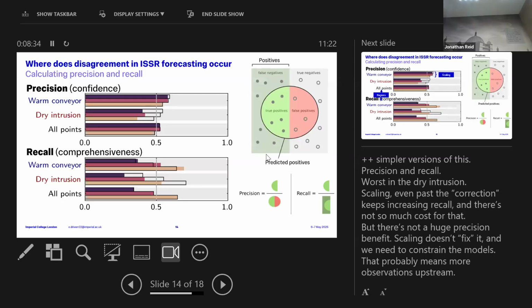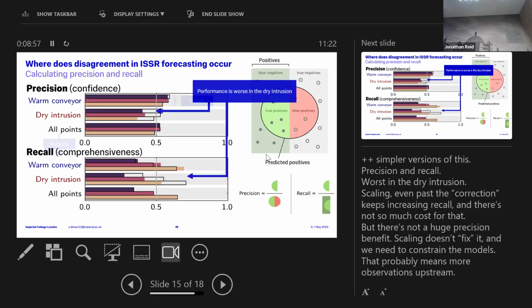Just to set the context for these figures, we've got the different parts of the system: the warm conveyor, that ascending air, the dry intrusion, that descending air, and then just all the points in the system, as well as the different scalings, those different sets of supersaturated regions that we diagnosed on that map that we saw. And you pick out different conclusions from different parts of this. To begin with, the performance is just markedly worse in the dry intrusion, and this speaks to some kind of systematic errors in the weather forecast model. That's what we'd expect from the messiness in that distribution that we saw.